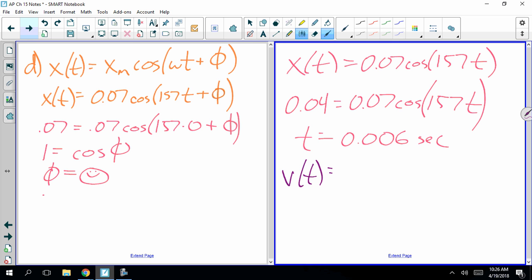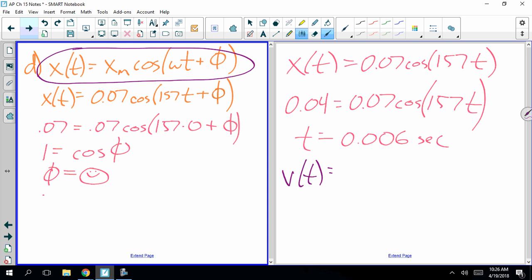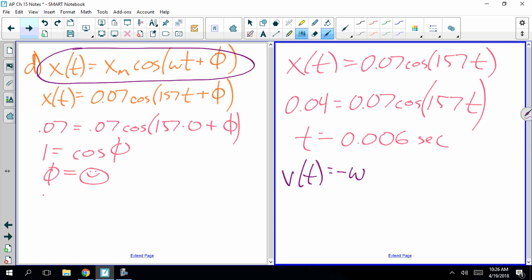Remember, it's just the derivative of this. I'll be honest, you guys, this is the only equation in this chapter that I memorize. Everything else, if I need it, I derive it. So for the velocity, I'm going to take the derivative. The derivative of cosine is negative sine. Chain rule, you bring an omega out. So you end up getting negative omega x_m sine of omega t. We know our phi is 0, so I'm not going to worry about phi. What I'm looking for is the velocity at 0.006 seconds.